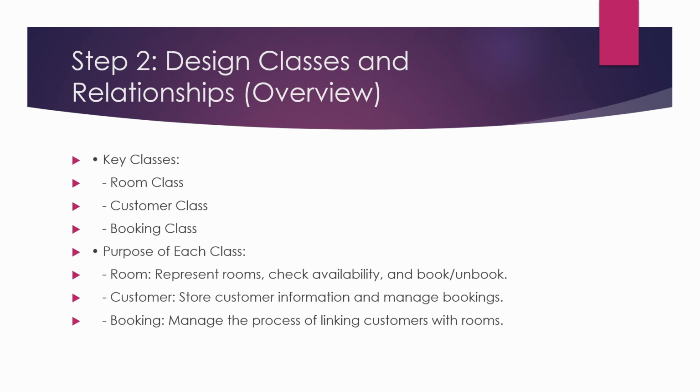Let's now look at the design of our classes. We will need three main classes: room, customer, and booking. The room class will handle details like the room number, type, and availability. The customer class will store customer information, including contact details and booking history. Lastly, the booking class will link customers to rooms and manage the booking process.